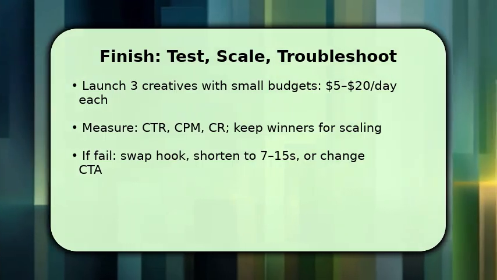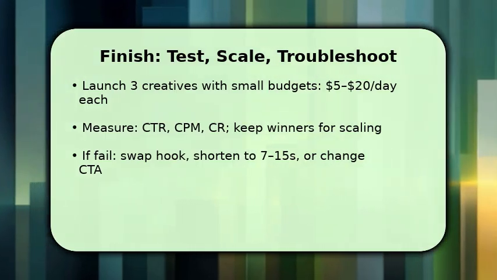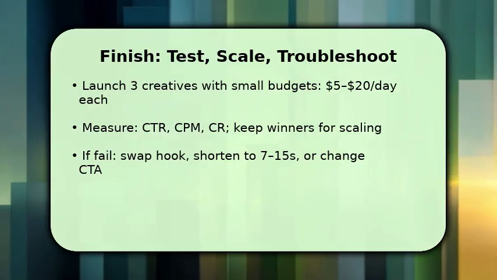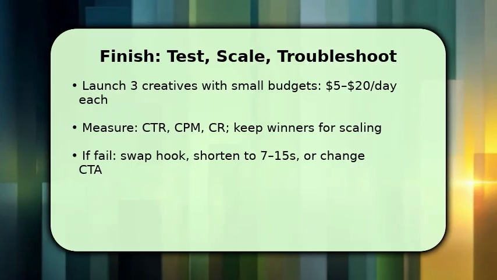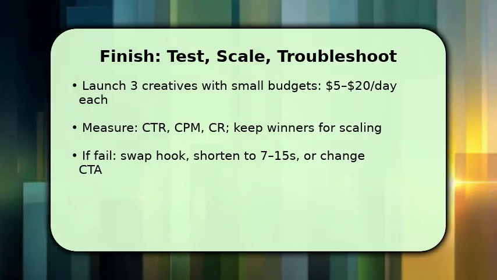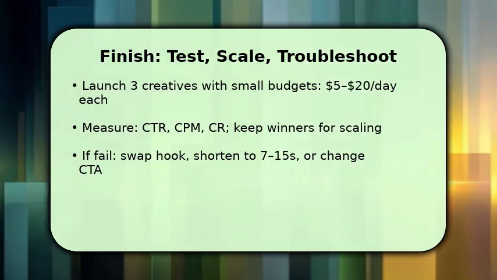If performance falters, troubleshoot systematically. Change the hook, shorten to a 7 to 15-second cut, test different CTAs, or swap the thumbnail. Make sure to iterate fast. Small changes often yield big improvements.